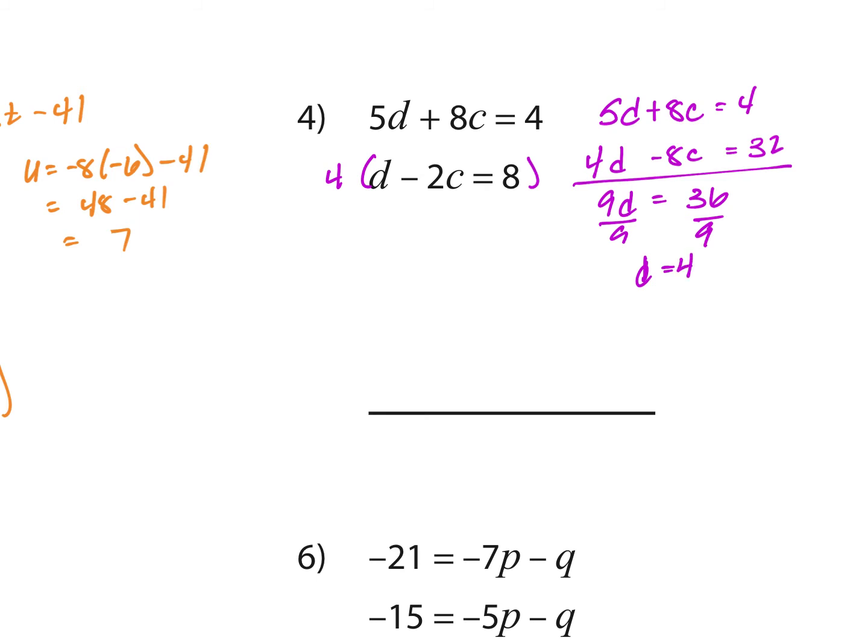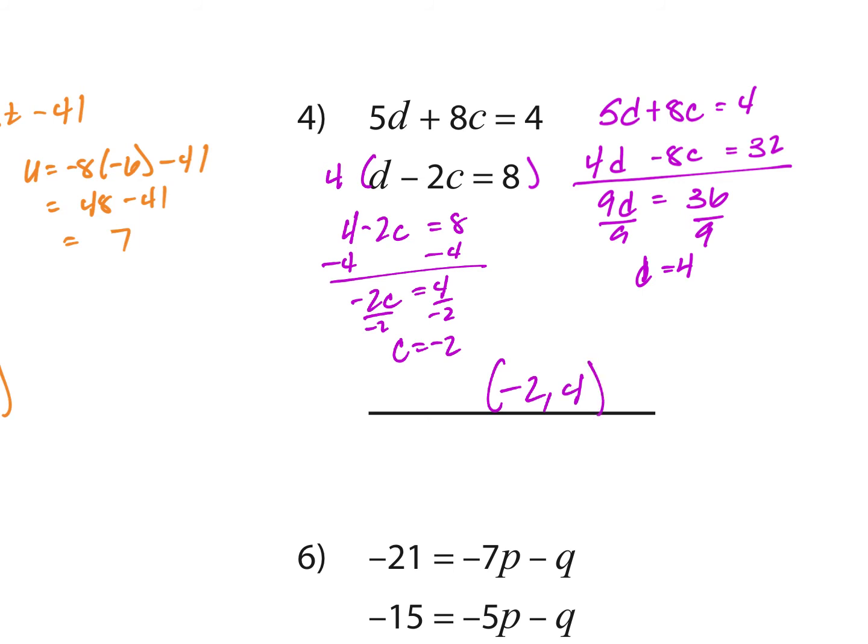And then plug it into one of the equations. So I think I'm going to choose the second one. So 4 minus 2c equals 8. Subtract 4. Negative 2c equals 4. Divide by negative 2. C equals negative 2. So my answer should be negative 2, 4.